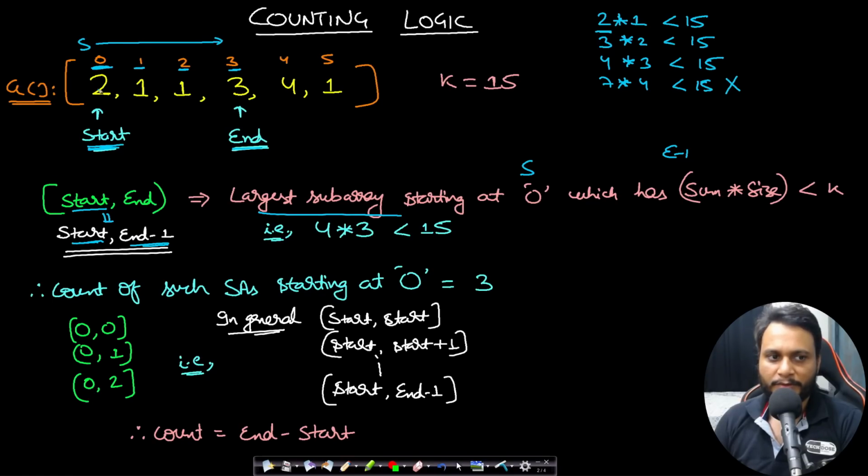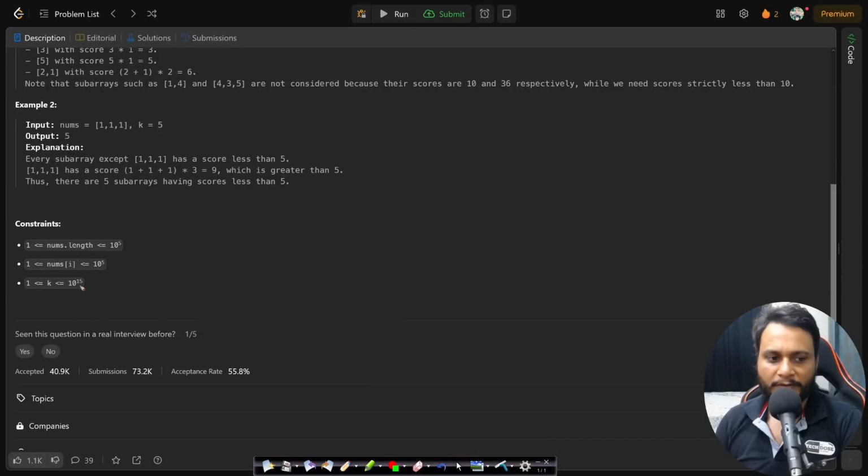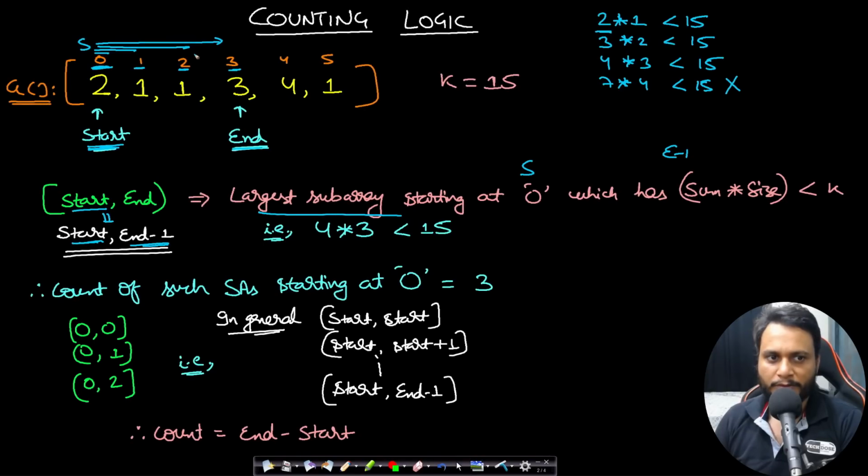Fine. Now how to count the number of subarrays starting at the given start point which are valid? If you want to count it, then it will be from 0 to 0, from 0 to 1, and from 0 to 2, because you cannot include 0 to 3. And if you cannot include 0 to 3, definitely you cannot include the other items, because you know that all the values are positive, no values are negative, right? So if you exceed the value at a certain point, you cannot include it, then you have to stop there.